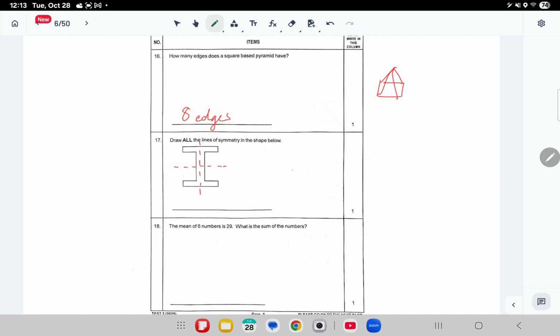Number 18, the mean of 6 numbers is 29. What is the sum of the numbers? To calculate the sum of numbers, it will be the mean multiplied by the number of numbers. So the mean was 29 and the number of numbers was 6. So 29 multiplied by 6 is 174. So the sum of the numbers is 174.